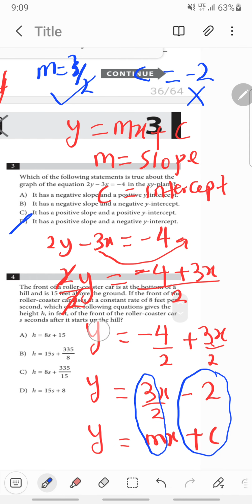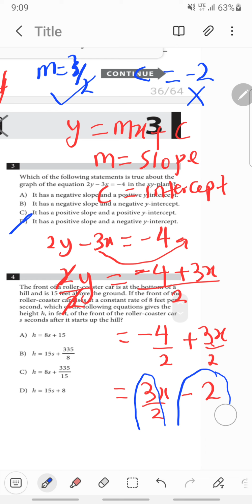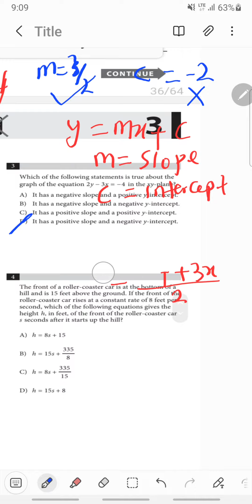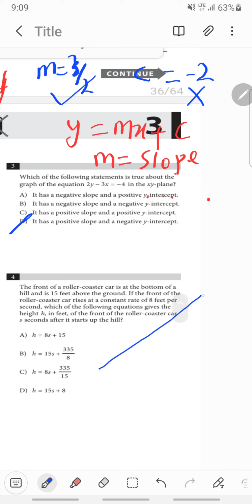Now, let's go to the last question on this particular page, and that is a lengthy one. I don't want to be scared of it at all. The longer the question is, the simpler they usually seem to be. So let's read the question again. It said the front of a roller coaster car is at the bottom of a hill and is 15 meters above the ground.